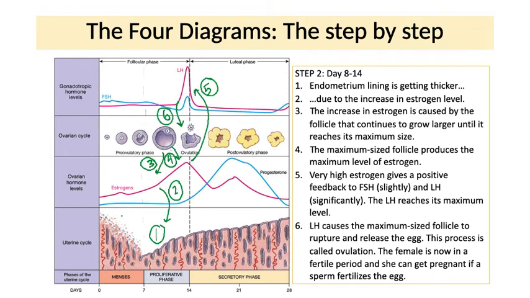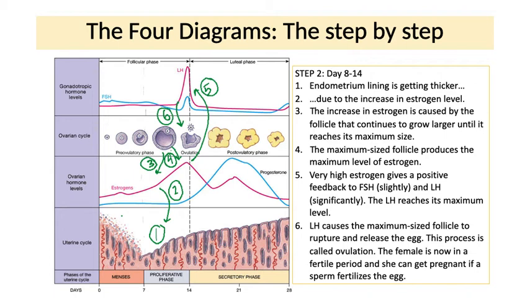So now the second step, which is from day 8 to day 14. The menstruation is over, and then step number one, endometrium lining is now getting thicker because the estrogen level is getting higher, as you can see from number two. This estrogen level keeps on increasing because the size of the follicle is also increasing. So the larger follicle definitely produces more estrogen. Until at a certain point the follicle reaches its maximum size and the estrogen level also reaches its maximum.